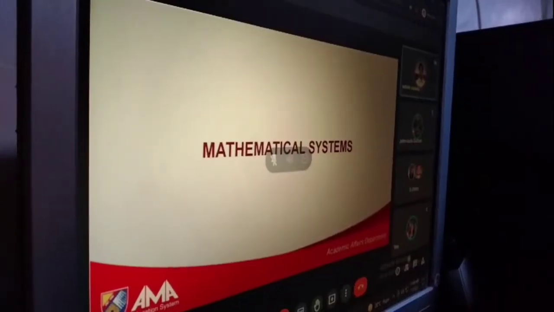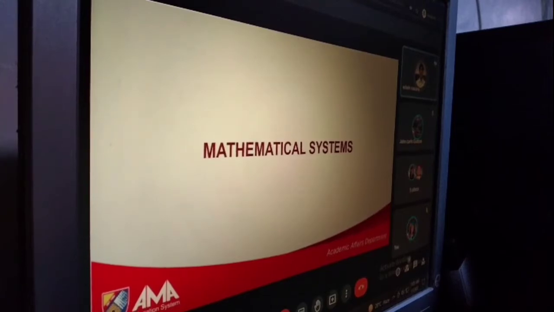Before we start, dito muna kayo ng Happy New Year and malapit na rin tayo matapos for our first semester. Nasa week 16 na tayo ngayon.